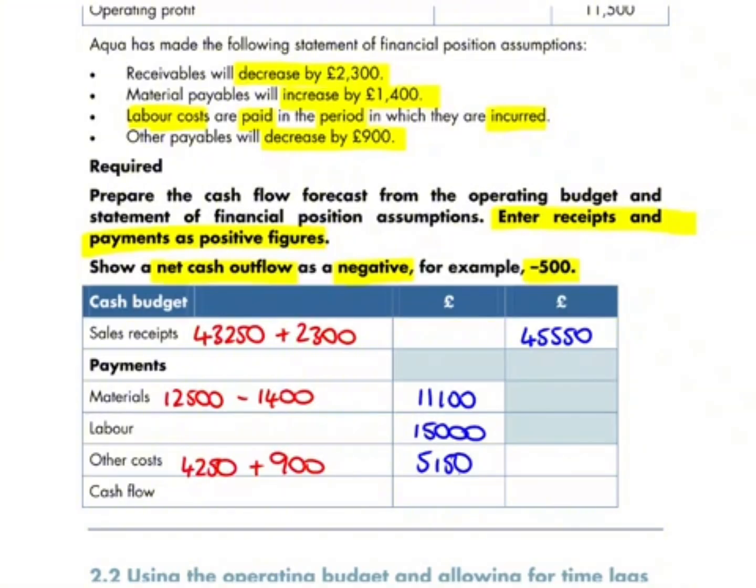My total cash outflow, if we add together materials, labour and other costs cash outflow, is £31,250. And then if we subtract £31,250 away from the cash inflow of £45,550, it means we end up with a positive cash flow of £14,300.